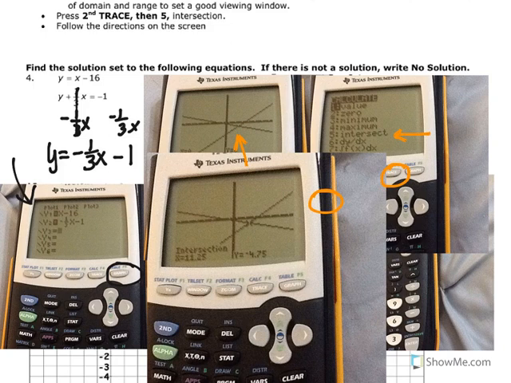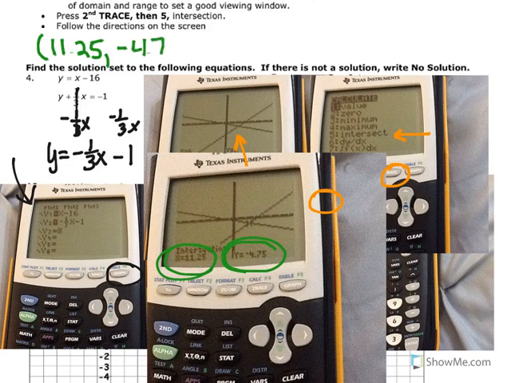So when you do second trace 5, enter, enter, enter, you'll get a solution right here, 11 and 25 100ths and negative 4 and 75 100ths. So our solution to number 4 is 11.25 is the x, and negative 4.75 is the y. And you did that with your calculator. Bam! Okay, we're going to try it again.